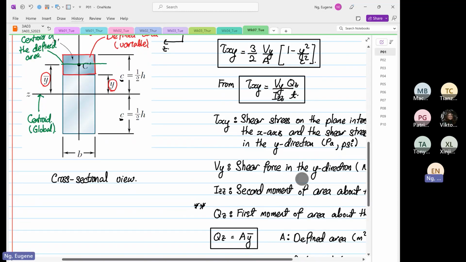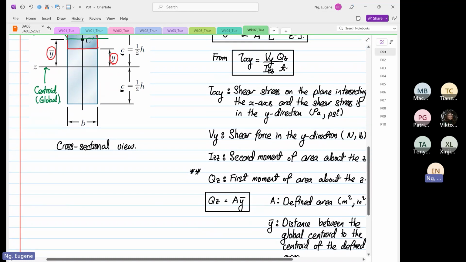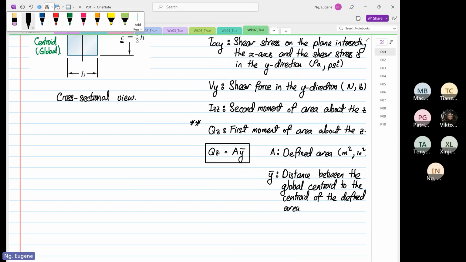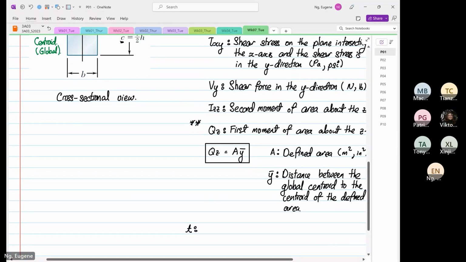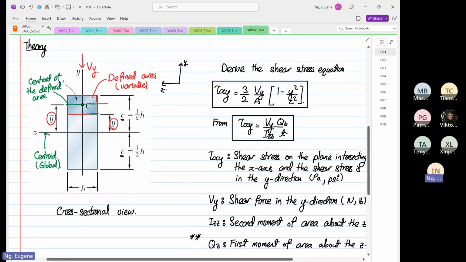As you can see from here, that is how we determine the first moment of area. So what else? Over here, we have T. T is the thickness of the defined area. What you see over here, the thickness, which is T, is equal to what?